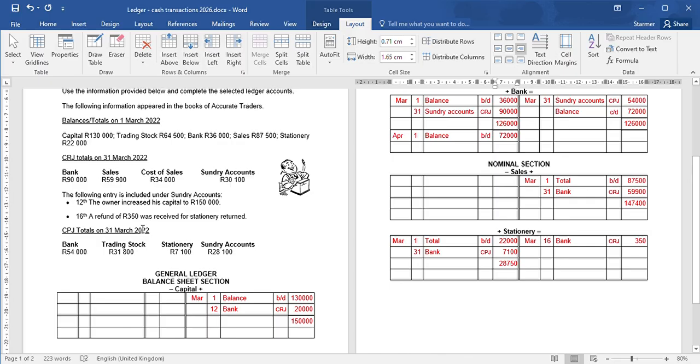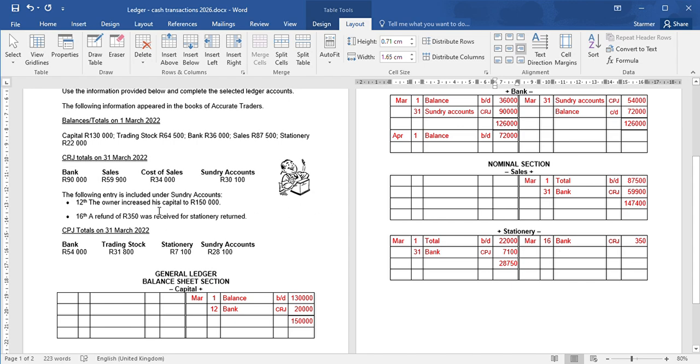A refund of 350 was received for stationery returned. Please remember to put the amount into the account first and then worry about the details. So if you return stationery, stationery must be going down. So start off by filling that 350 on the minus side. Then fill in the details. It came from the CRJ. March the 16th was the date, and the contra account for that, the other account that changes, would be bank.